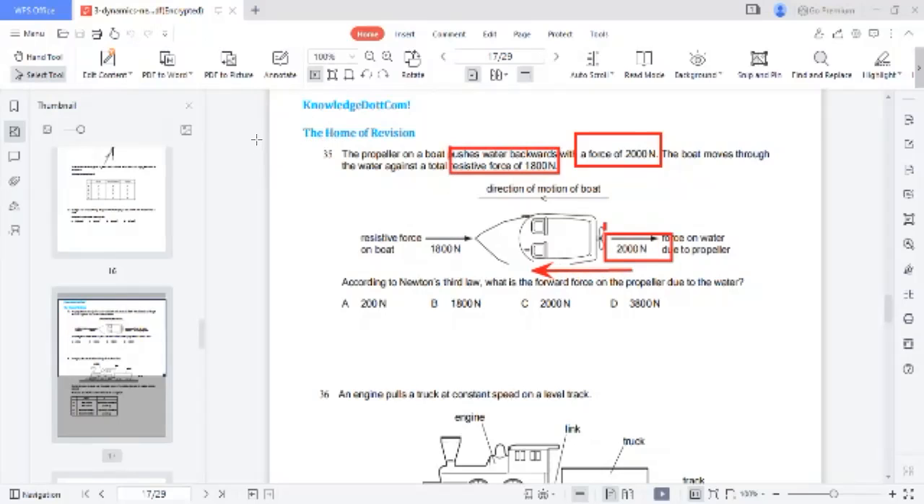Then there is a confusion: why do we ignore this one? Actually this is a resistive force, and the 1800 newtons would not be added to the propeller's backward force. It would be subtracted from the forward force of the propeller, which gives us 200 newtons as a resultant force. But the question is only about Newton's third law, so we are going to consider only Newton's third law. The action force is 2000 newtons, so the reaction force would also be 2000 newtons.